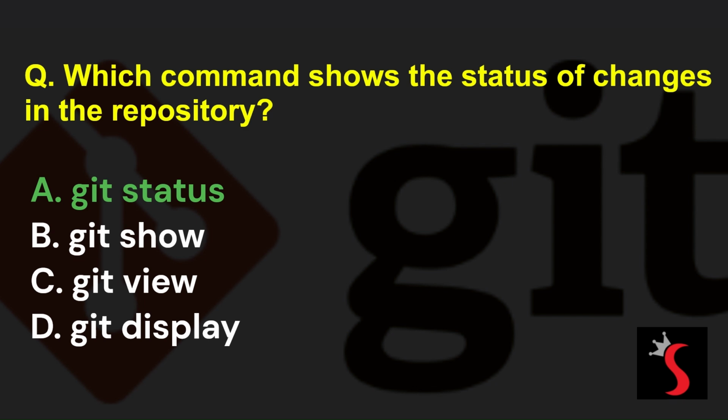And the correct answer is option A, git status. The git status command tells the current state of the repository. The command provides the current working branch. If the files are in the staging area but not committed, it will be shown by git status. Also, if there are no changes, it will show the message: no changes to commit, working directory clean.